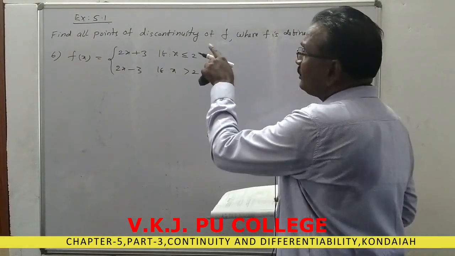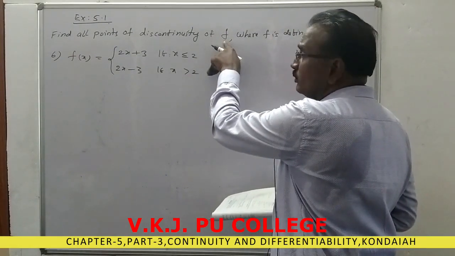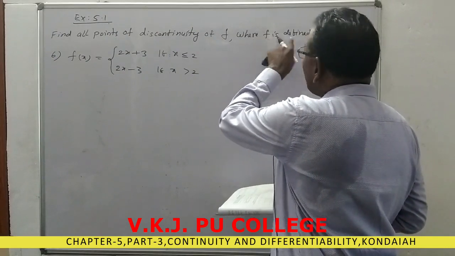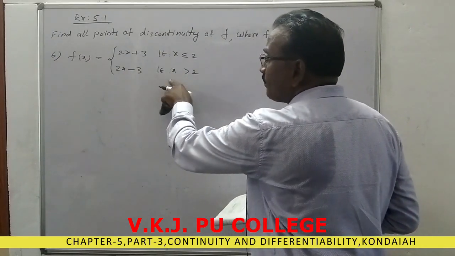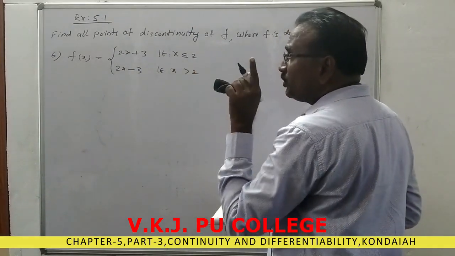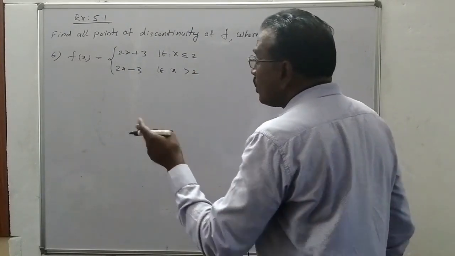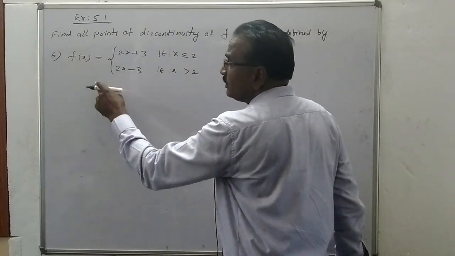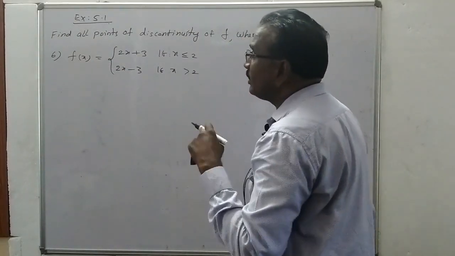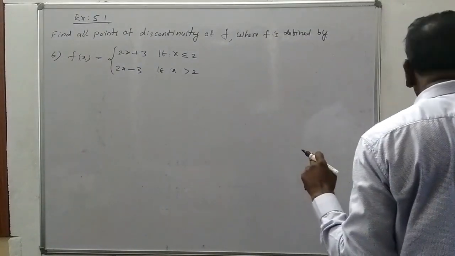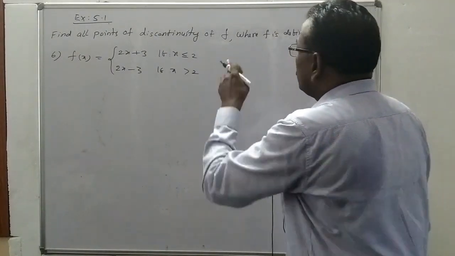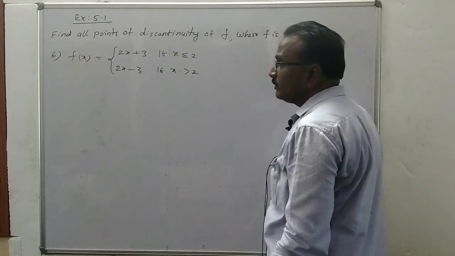Find all points of discontinuity of the given function f, where f is defined by, is question number 6. Here f is the given function. Check for what points f of x is not continuous, or f of x is discontinuous. So find all points of discontinuity of the given function f of x.